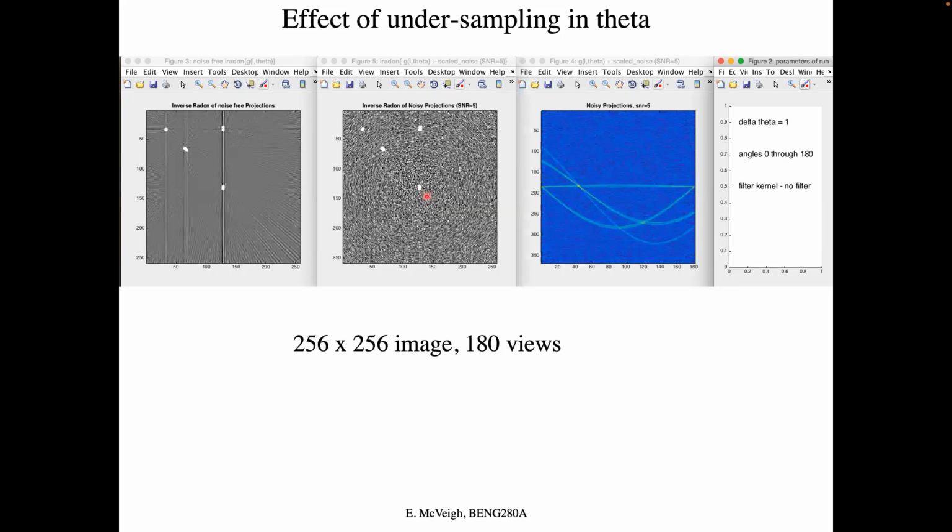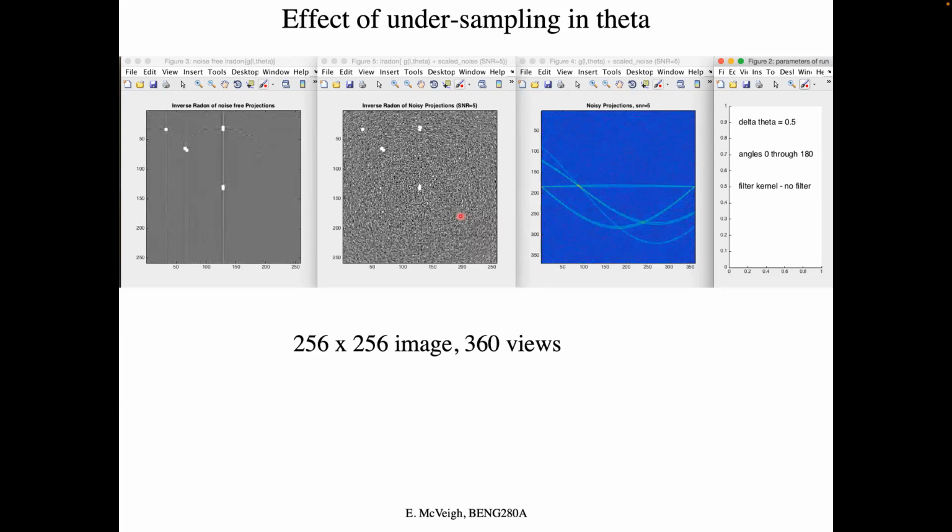So let's go to 180 views. Now we can see that there's a fairly large area that looks reasonable. There's still stuff out here that isn't behaving well. On the noise-free part, it looks like all of those sidebands have now started to cancel each other out almost completely in this area. But when we go farther out, we still have artifact, right?